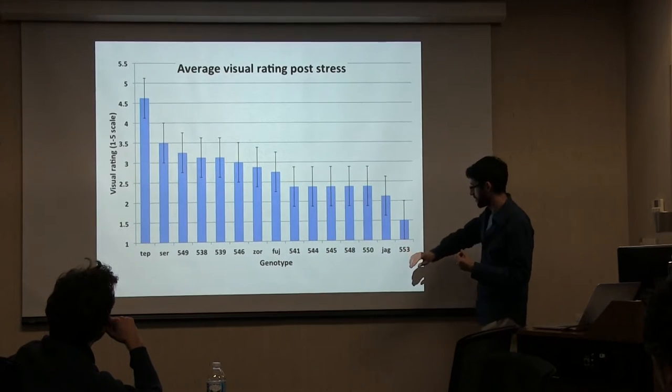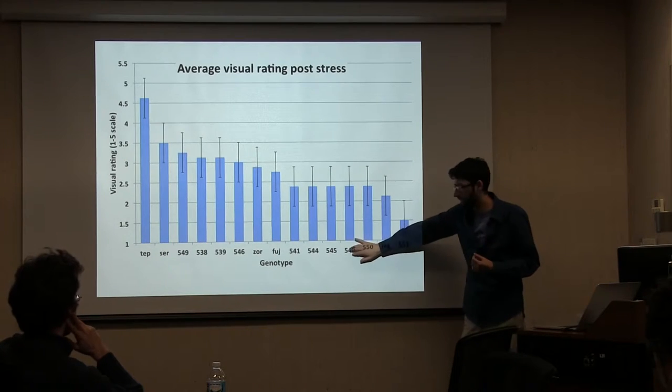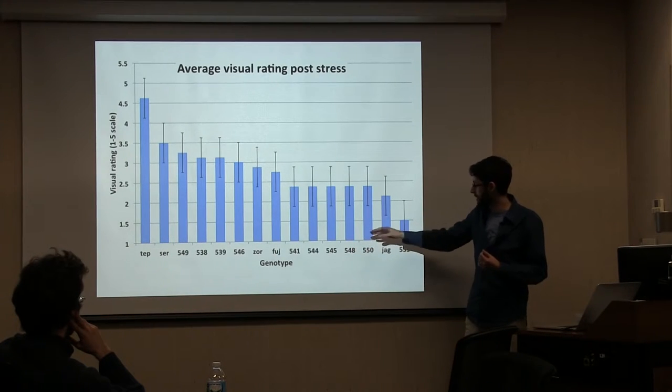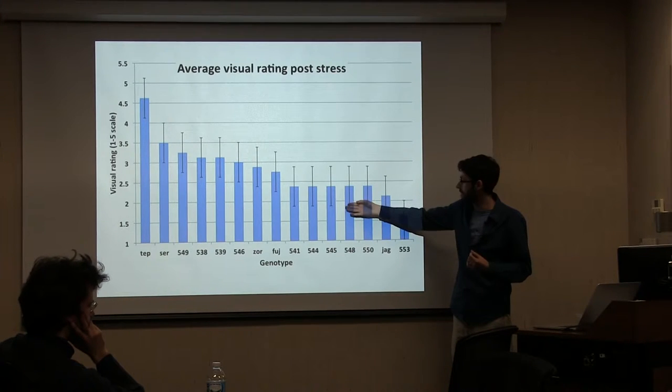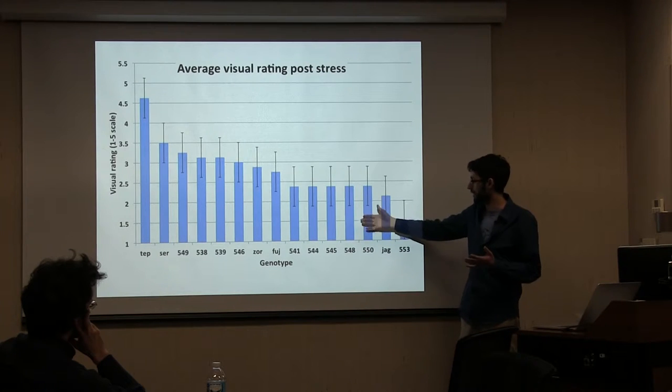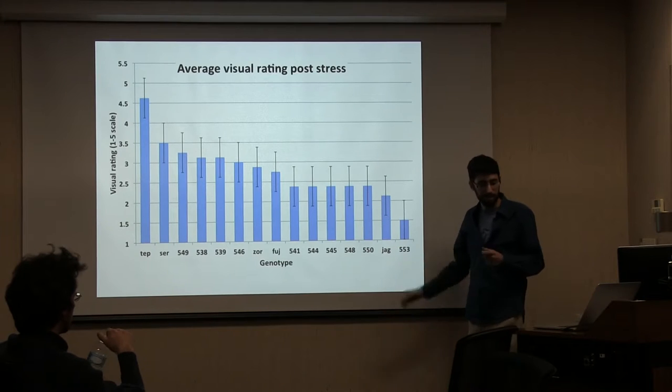And then some of those breeding lines which didn't look too good, things like Jaguar 548, after that period of intense heat stress, a lot of them looked essentially very severely damaged. A lot of them were even looking completely dead as well, and you can see that reflects in the visual score as well, and they rated much lower.